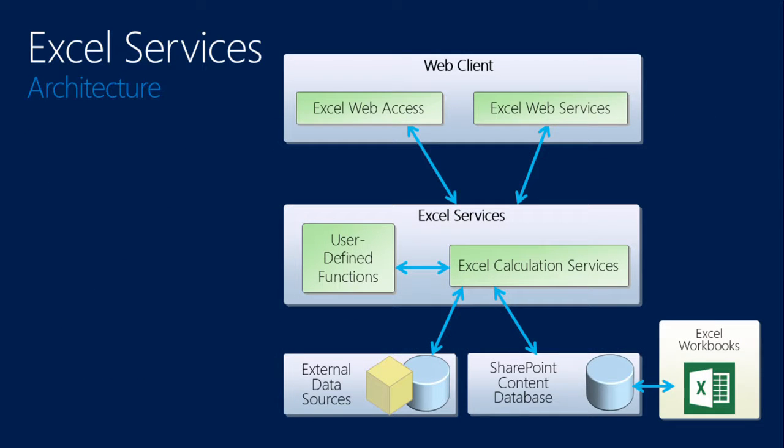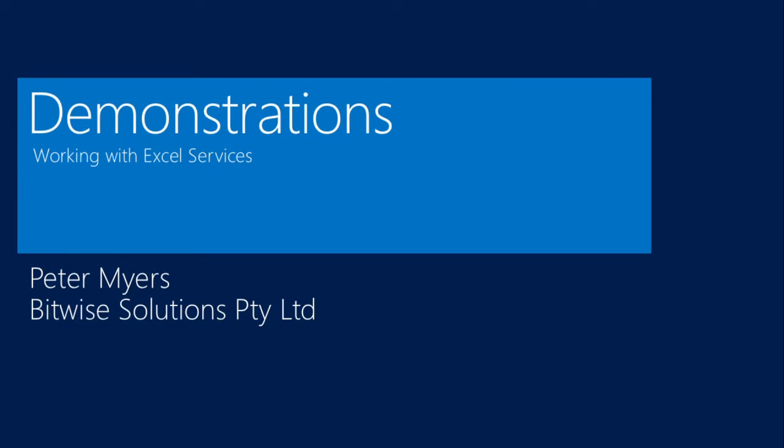So here in the diagram, Excel workbooks are stored within the content databases. They are documents within libraries. The request for them will engage Excel services to load that workbook, refresh connections, recalculate the workbooks, and then via the web client to send back a response. Let's take a look at this in demonstration. So what I'll show you is working with Excel services.